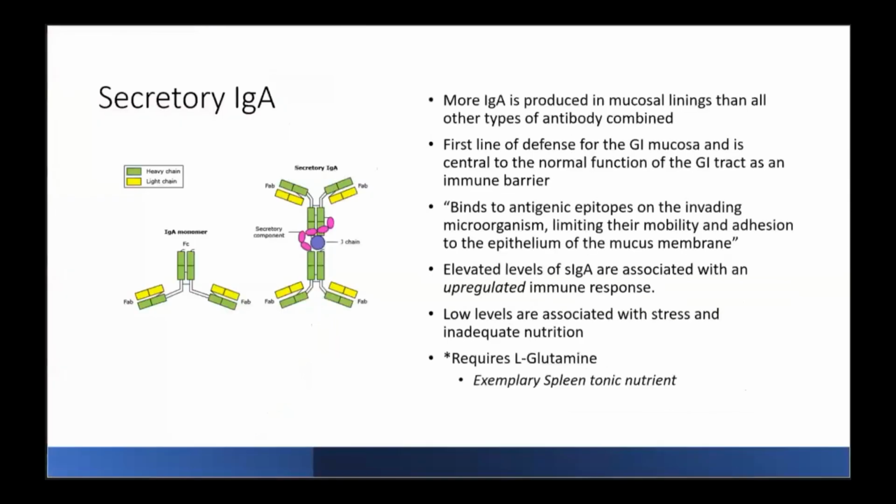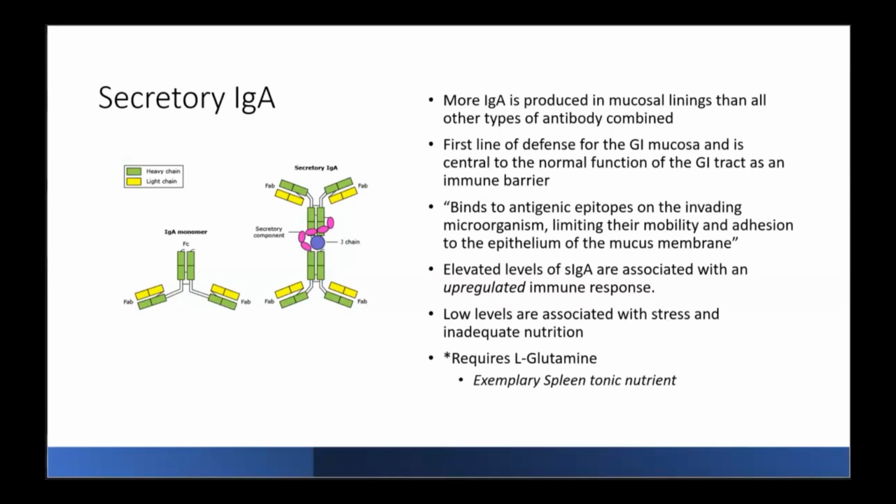You guys know that one? Sig A. You can look at this. It's often tested in stool samples now. First line of defense for the GI mucosa. It's actually the most abundant immunoglobulin that we make in our bodies. It's how we control the microbiota. It's the immunoglobulin that we use to control them. Binds to the antigenic epitopes on the invading microorganisms.